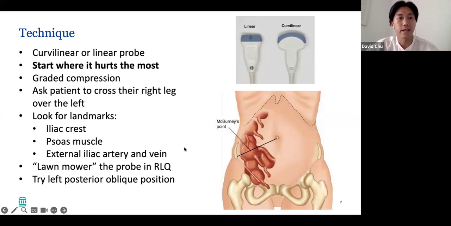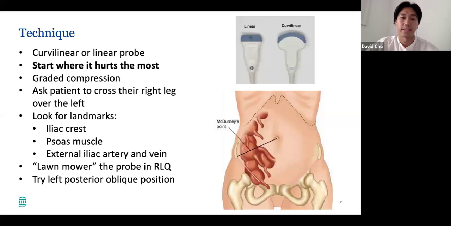The number one tip for finding the appendix is just ask the patient where it hurts the most. Ask them to hold up one finger and point to exactly where it hurts the most. And that's where you start. Traditionally, it's at McBurney's point right here, which is 1/3 of the distance between the umbilicus and the anterior superior iliac spine. But really, it could be anywhere in this right lower quadrant area. So you just go where it hurts the most, and most of the time you'll find the appendix most easily that way.